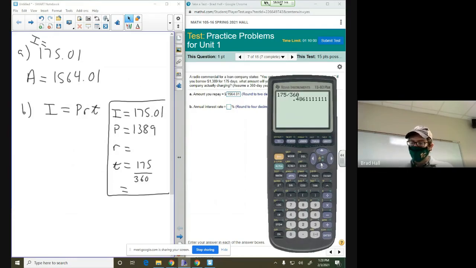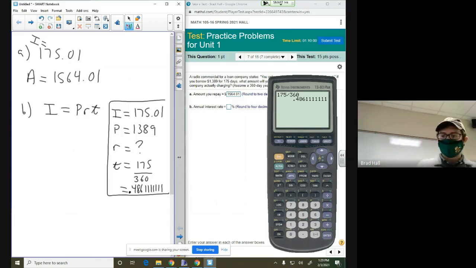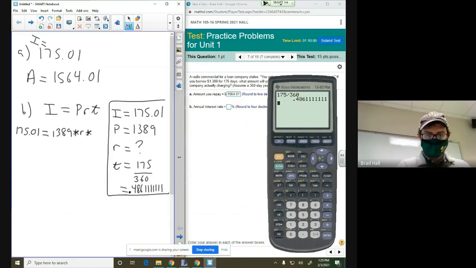175 divided by 360. That's 0.4861111, with repeating ones. So there's a decimal point there. And so the rate is unknown. And so we can go ahead and plug everything in that we know. 1389 times R times, well, really this stuff.